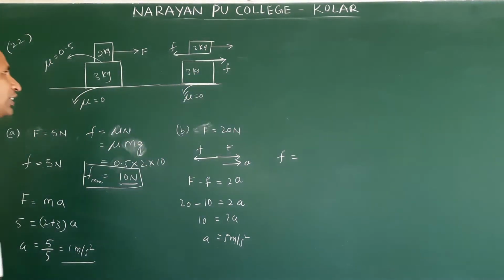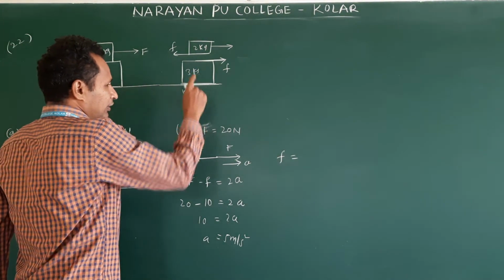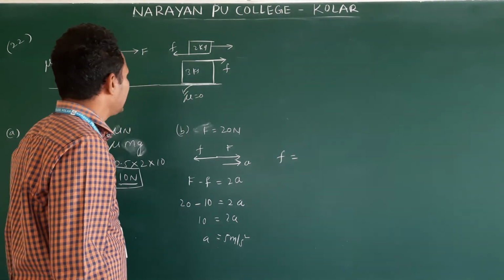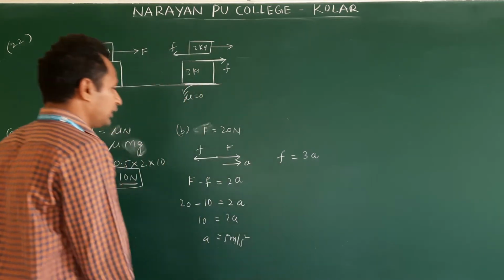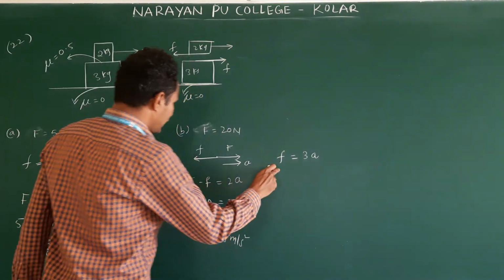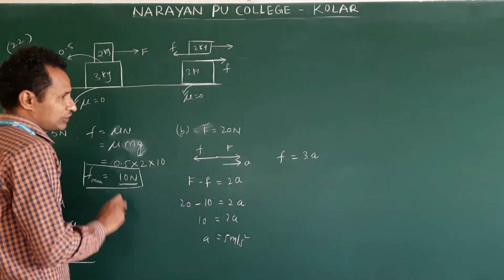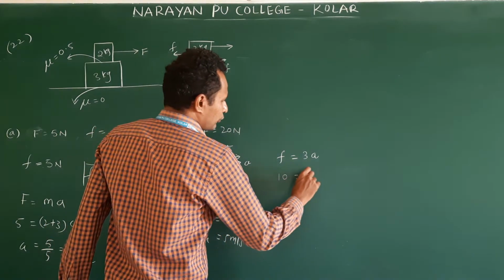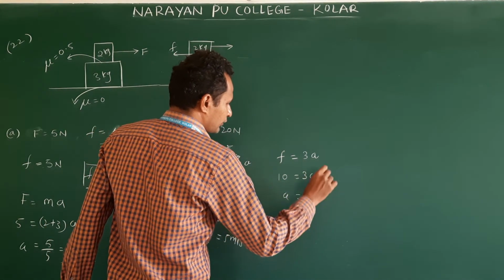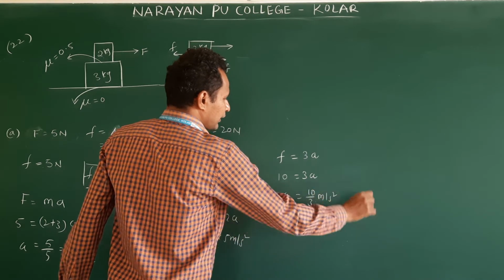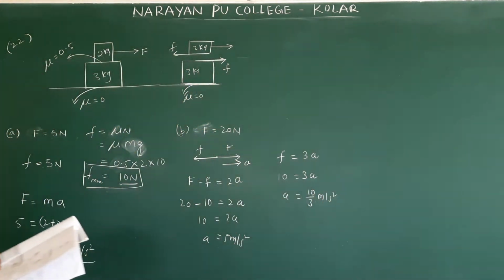okay, the acceleration of this block. Clear? That is 3 into A. What is the friction? Maximum friction is acting between the blocks, 10. So 10 is equal to 3A. A is equal to 10 by 3 meter per second square.